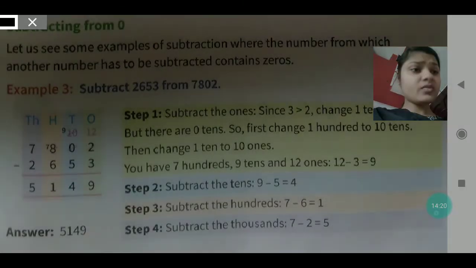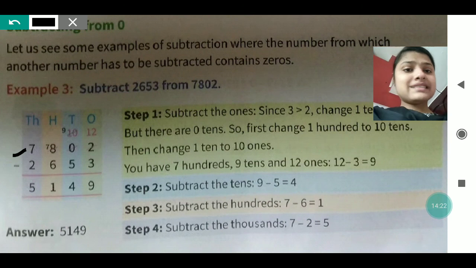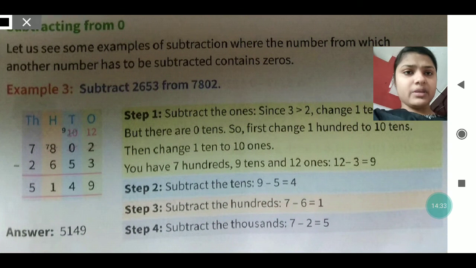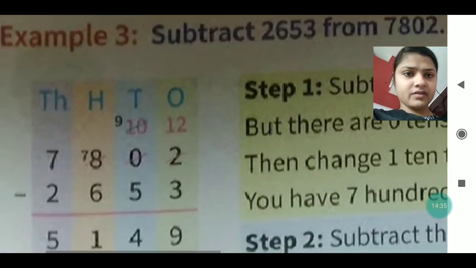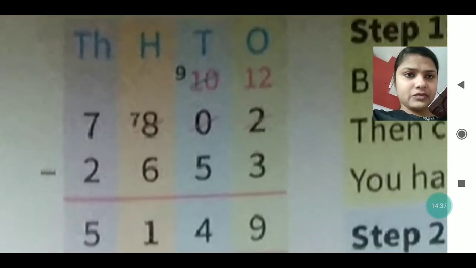So I have arranged it. I have written 7,802, then I have written 2,653, and upside I have mentioned the place values. Now I am going to subtract it. I have made it a little bit larger so it could be visible to you properly. Upside, the place values are mentioned, and the numbers are arranged in proper columns according to the place value.